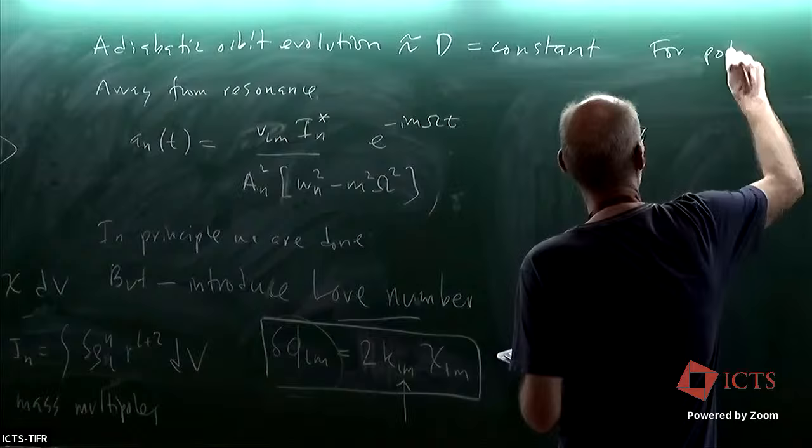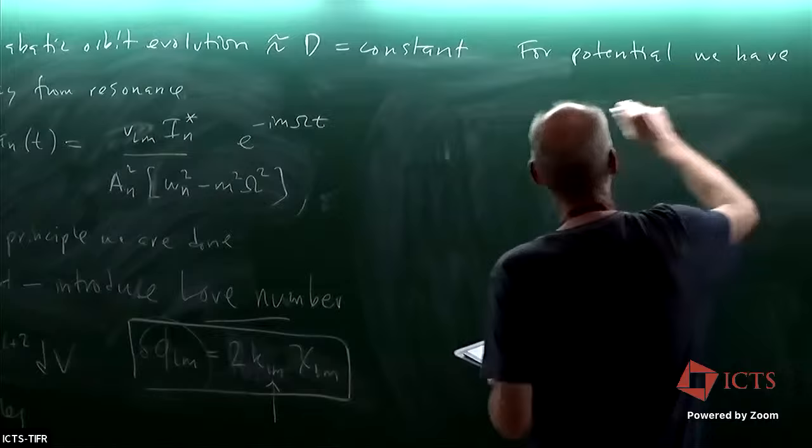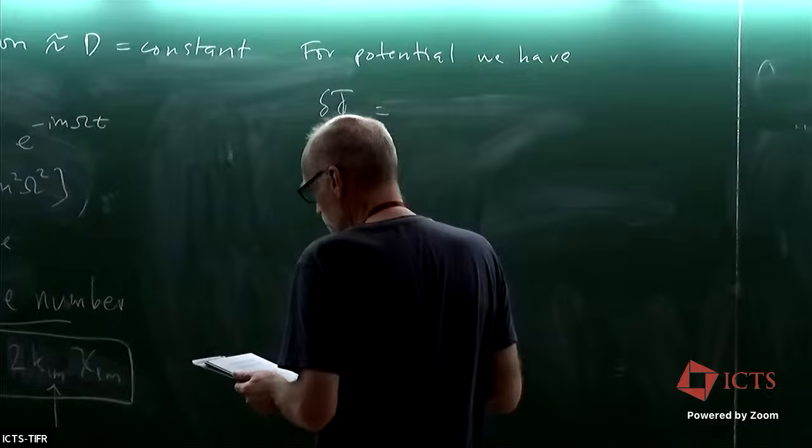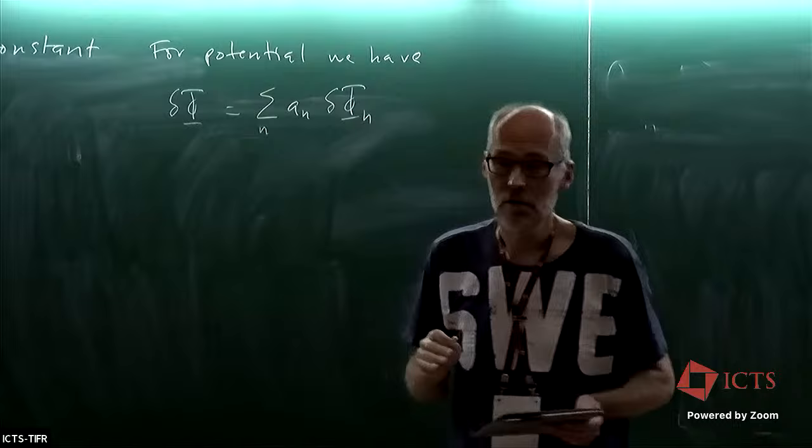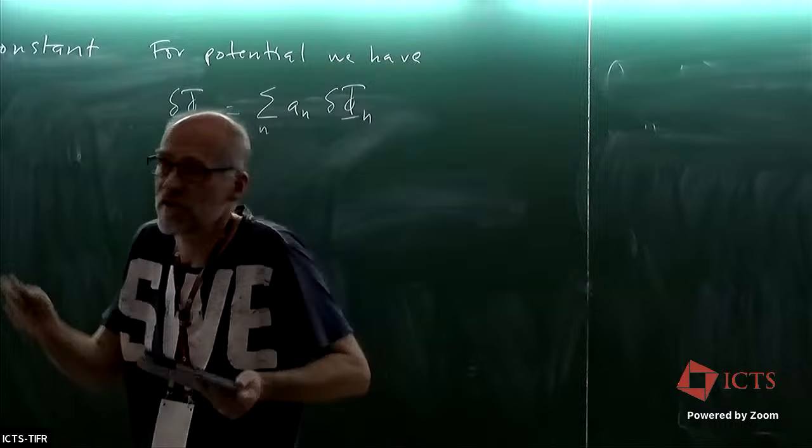So what do we know? We know that the full gravitational potential perturbation is a sum over all the gravitational potential perturbations associated with each of the modes, right? That has to be true, because our expansion is in terms of the modes with some amplitude. Take all the modes, add them up. That has to be true.